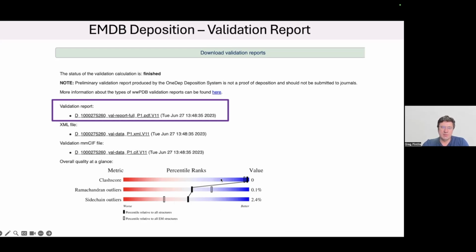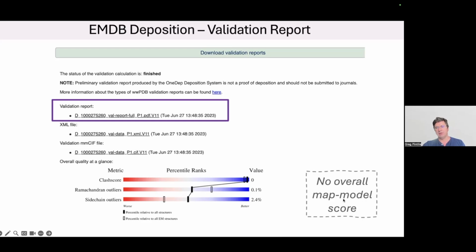And again, sometimes this helps to indicate whether what you're depositing is good, or maybe if it's in the red, you might want to do some more refinement or look at different parts of it and see if the scores can be improved, the idea being that the better the scores, the more confidence you can have in your model. So far in this overall validation report, there isn't yet a map model score. But as I was mentioning, the Q score is starting to be used later on in the validation report. So we'll look at how it's starting to be used.